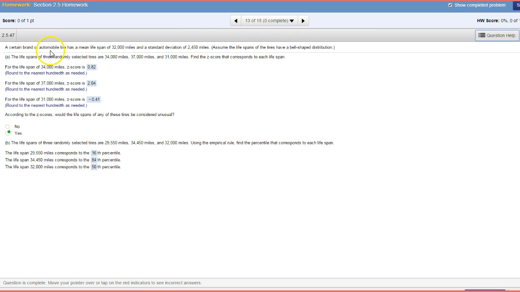A certain brand of automobile tires has a mean life span of 32,000 and a standard deviation of 2,450. Assume the lifespans have a bell-shaped distribution, and they're asking us to find the z-scores for 34,000, 37,000, 31,000. Remember, a standard score or z-score represents the number of standard deviations a value x has from the mean.